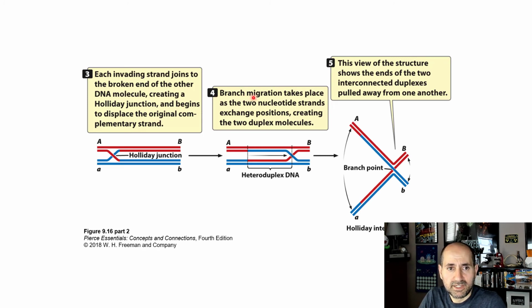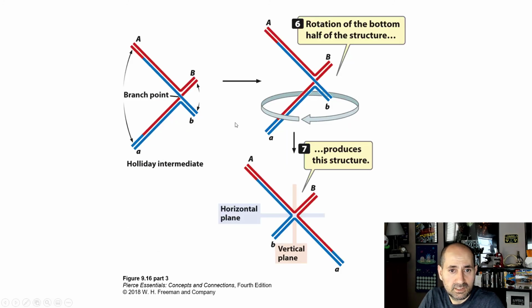Then branch migration takes place as two nucleotide strands exchange positions, creating the two duplex molecules. So it basically continues copying on. Okay, the crossover moves down. This view of the structure shows the ends of the two interconnected duplexes pulling away from one another. So you can see the branch point as this crossover progresses. You can see it kind of spread out. And then you can have either a cut along the horizontal plane or the vertical plane. Okay, you could have a cut this way or a cut this way.